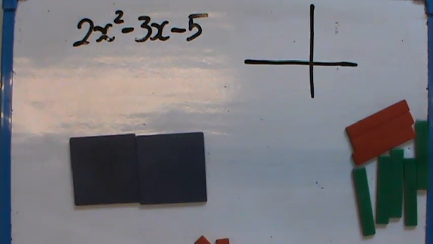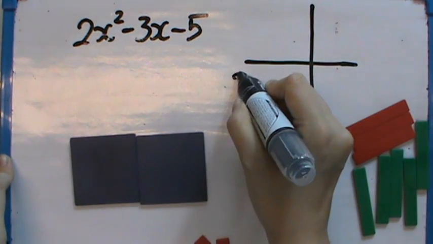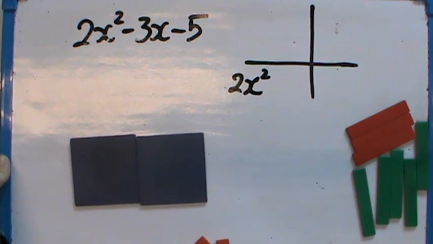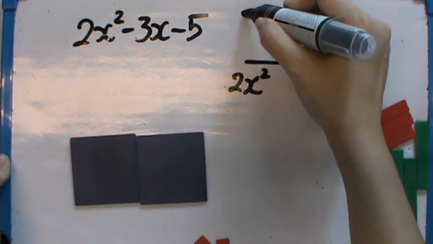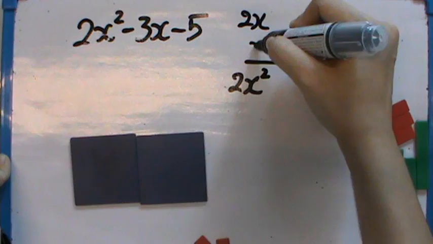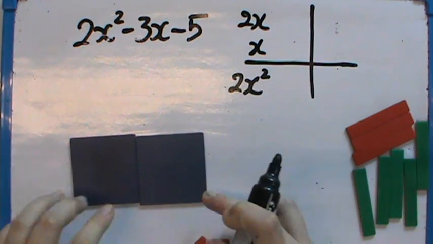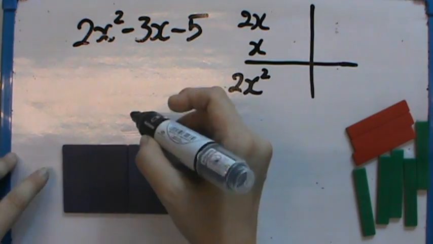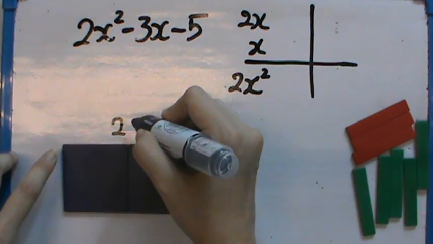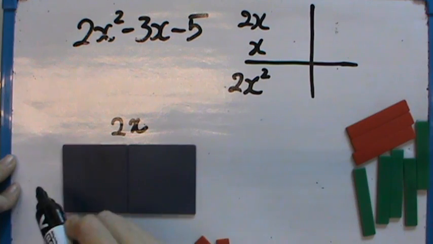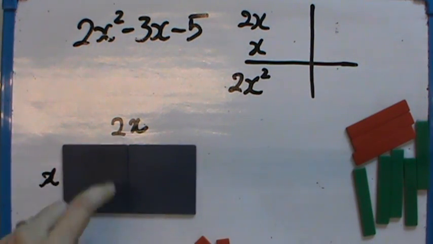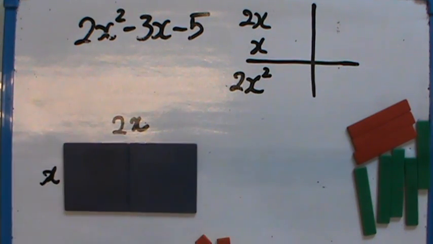Starting with the x squared term, I have 2x squared. What are the factors of 2x squared? I can have 2x times x. In this case, I shall have it something like that, where this is 2x by x, and it gives me an x squared tile. Now let us look at our constant term 5.